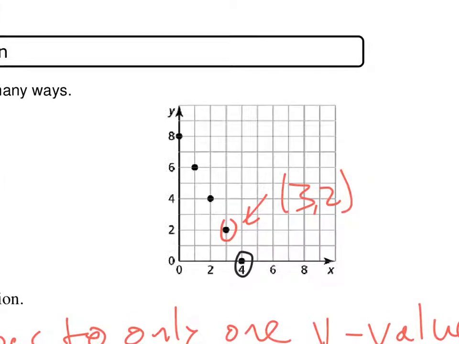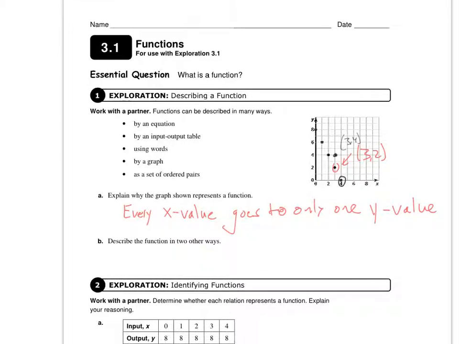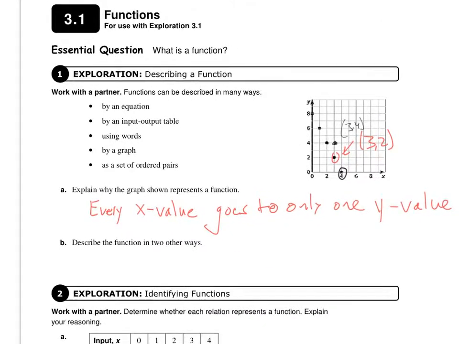Now, where we would have a problem is if we had something like this. Well, if there was a dot up here, that would mean we've got (3, 2) and (3, 4). So what that means is that 3 is going to 2, and 3 is also going to 4, and that's a problem. That is not a function. So every x value can only go to one y value. Otherwise, it's not a function.